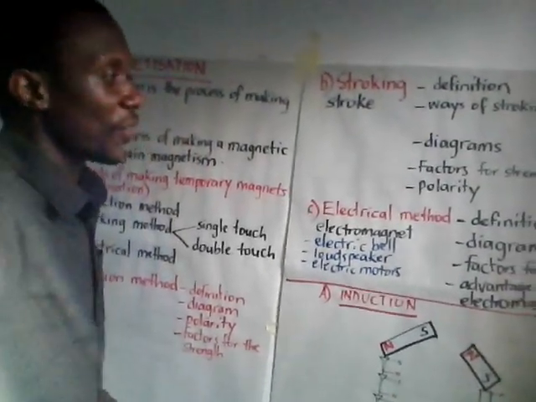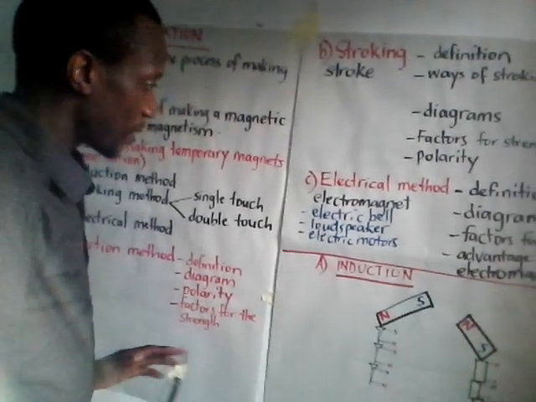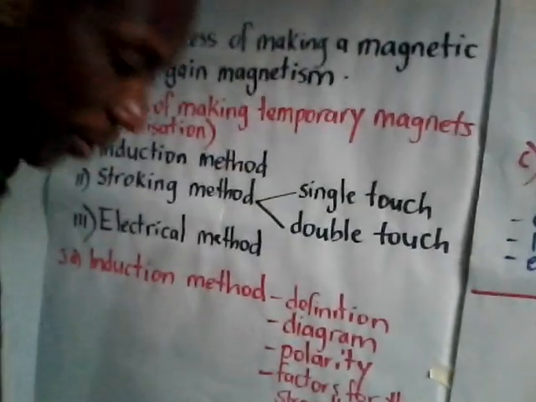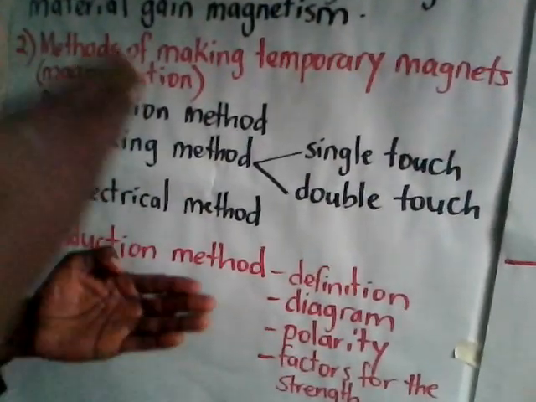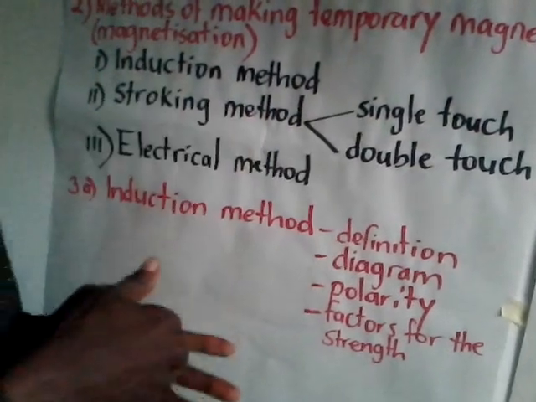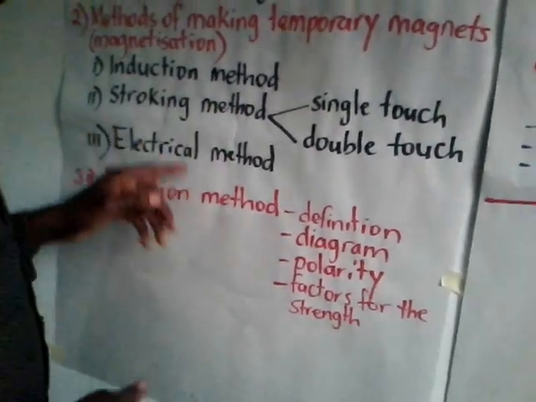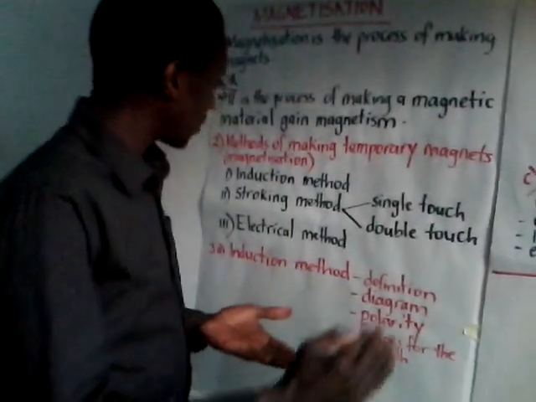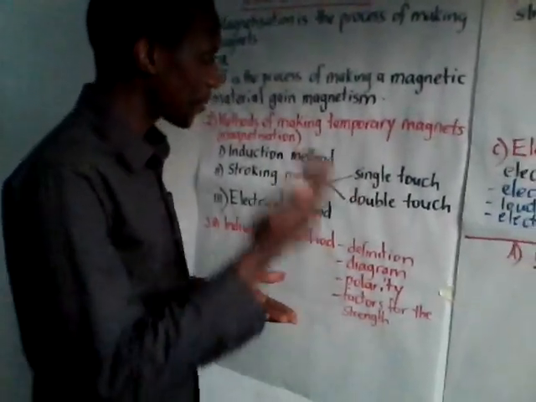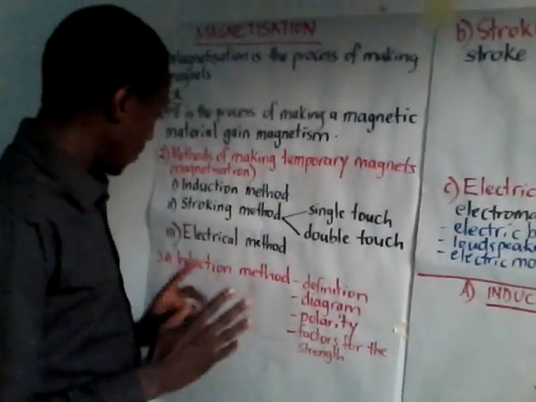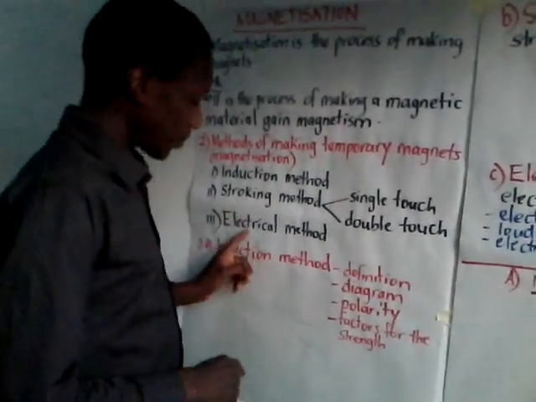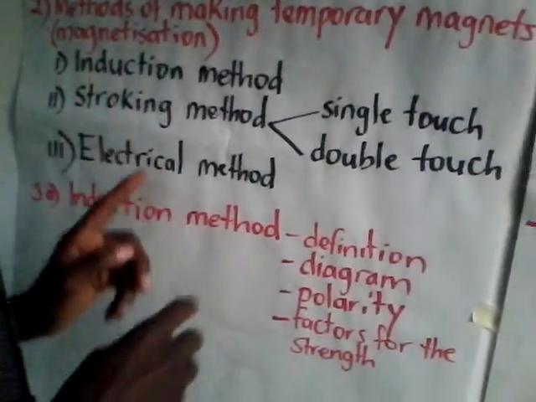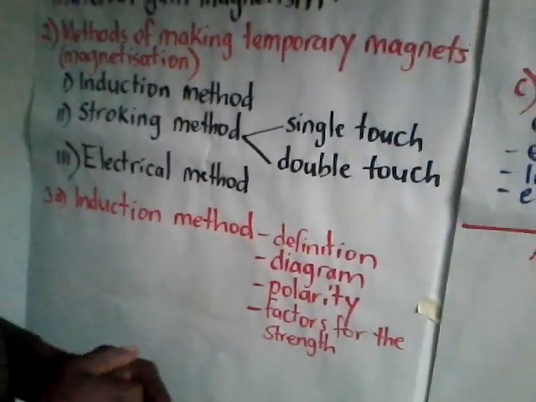So we have done the three practicals. The first one was the induction method, where we brought the magnet close to the magnetic material, and the magnetic material became magnetized. Stroking means passing something over the other. So we passed permanent magnets over a magnetic material, and it became magnetized. Then three, the last one I've just done now, is called the electrical method. For the electrical method, we have to use current.